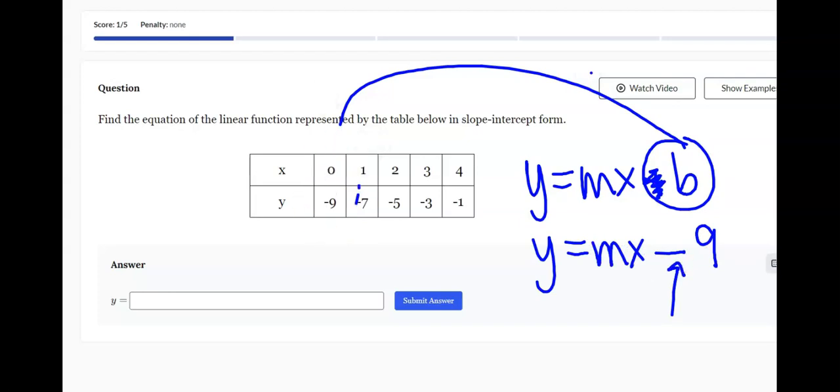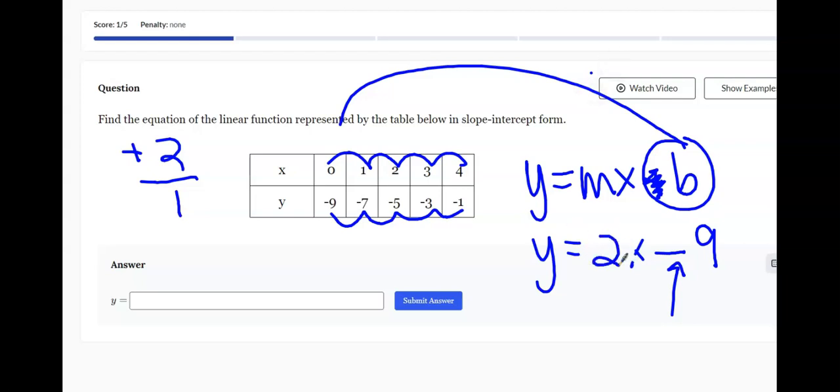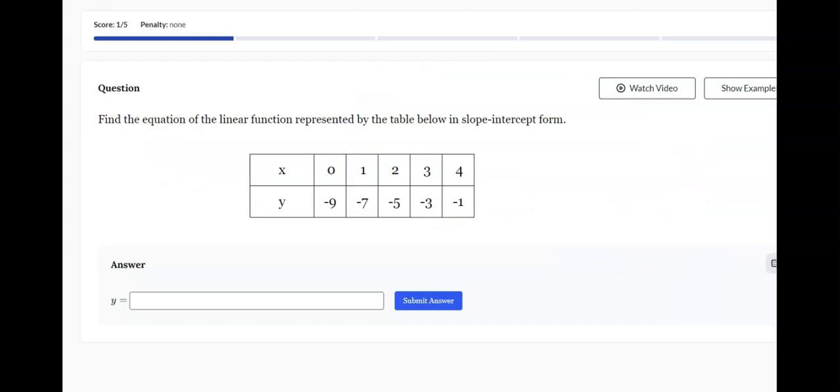Next, I'm going to find the pattern of my table. The pattern of the y's goes on top, so I like to start there. That is the top of my fraction. So this looks like it's increasing by 2. And the x's are increasing by 1. That means that my m value is 2. So my sentence will be 2x minus 9. Right here, 2x minus 9.